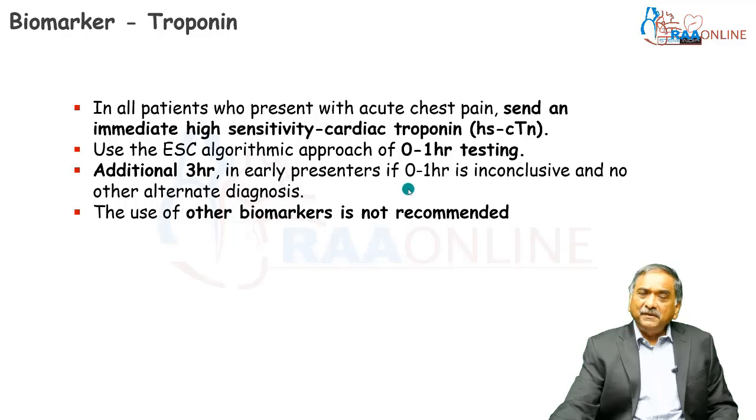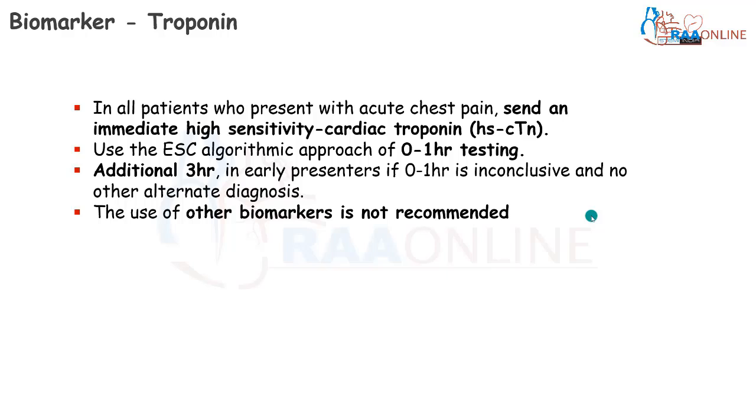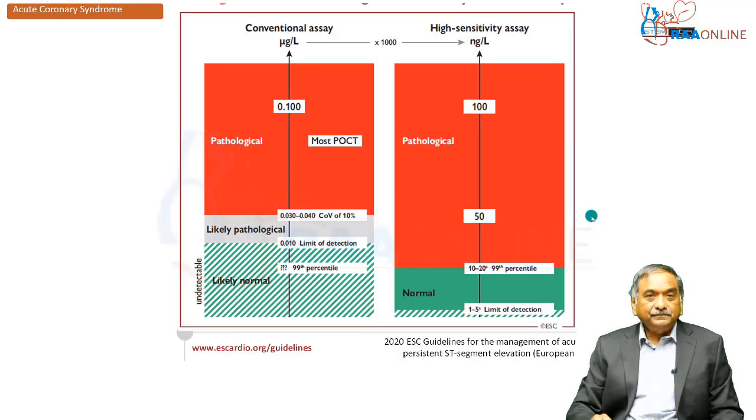Now, if a patient presents very early after chest pain, say the patient has 15 minutes of chest pain and comes to the chest pain clinic, and the 0 and 1 hour cardiac troponin is negative, then an additional 3 hour cardiac troponin needs to be done before one finally concludes that this patient does not have ACS. The other biomarker, CPK-MB, which traditionally used to be done, is not recommended anymore.